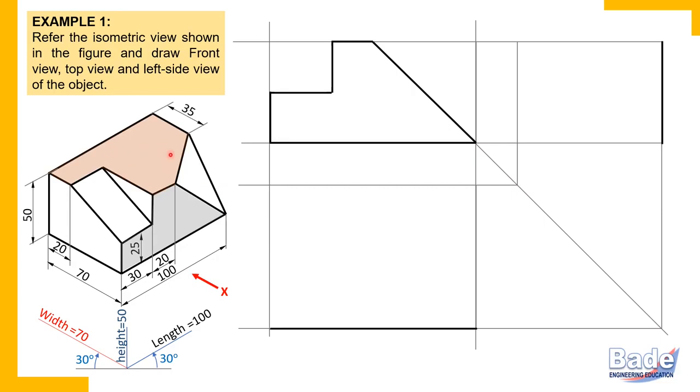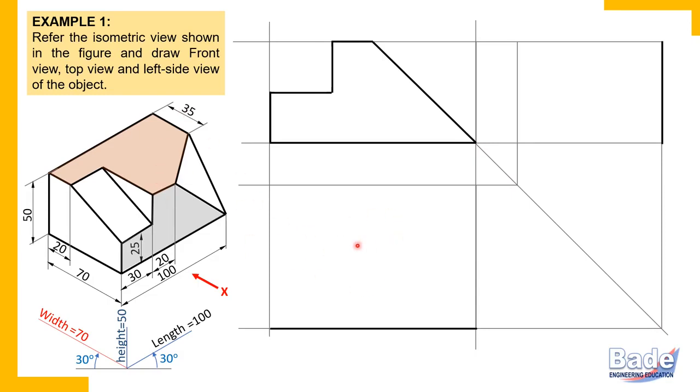Now let's focus on this surface. This is also a principal surface. Remember, first focus on principal surface. Principal surface shows true shape in one of the three views. Now this surface has two perpendicular principal edges: this edge is parallel to length, this edge is parallel to width. So length and width view, that is top view. In the top view, this surface will show its true shape. So let's draw this surface in the top view.